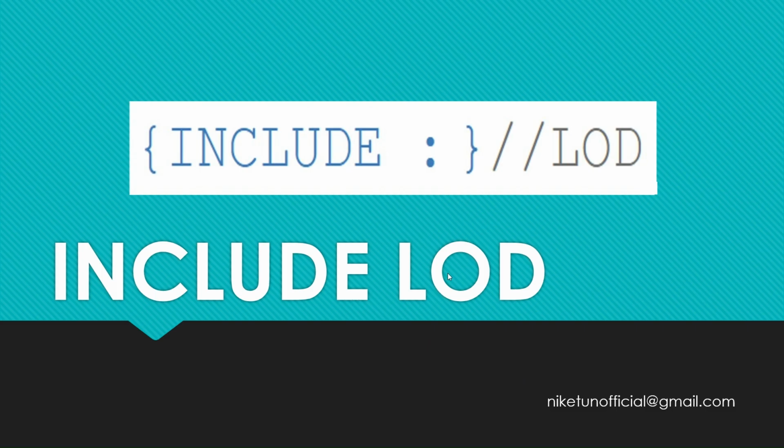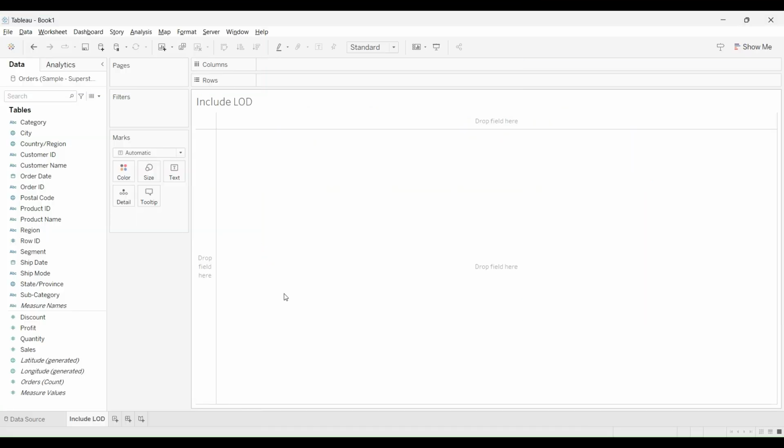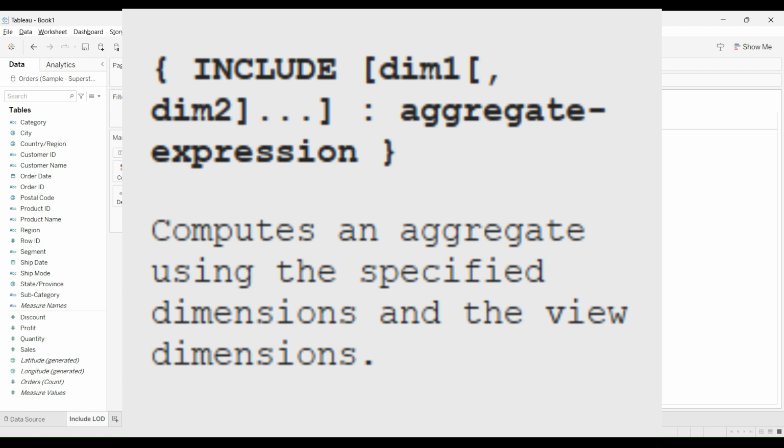Let's get started. The definition of include LOD says it computes an aggregate using the specified dimensions and the view dimensions. That means it will not just use the dimensions which are mentioned within your view, it will also consider whatever you have mentioned in include LOD. Let's see how this works.